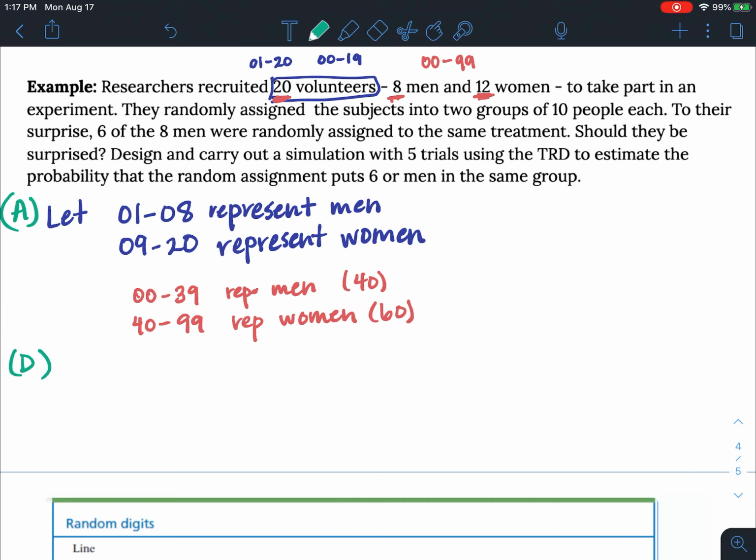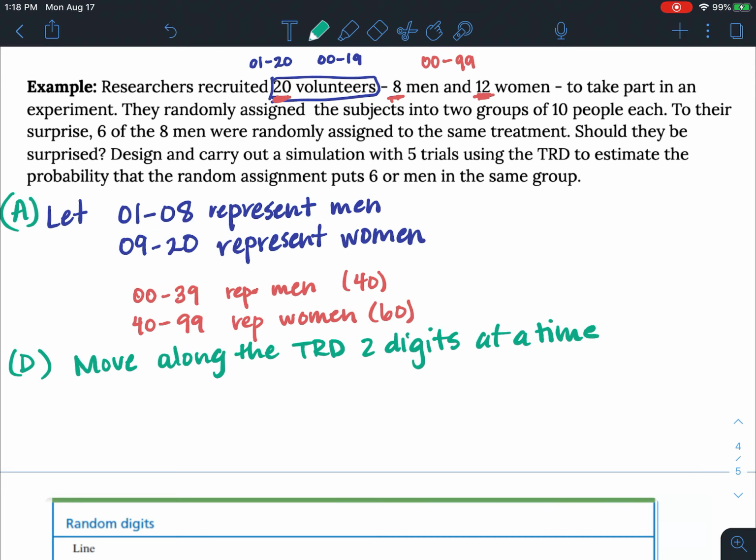The first D is digit movement. In both of these cases, we will move along the TRD 2 digits at a time. Remember that pink fill in the blank I gave you? Each time we pick a number on our TRD, each time we move 2 digits, we are assigning a person to a treatment.